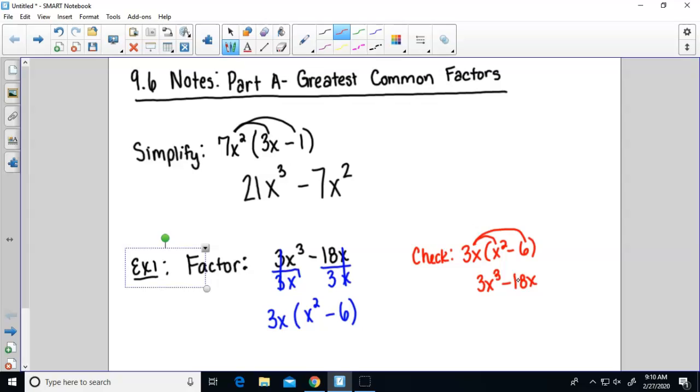Now, it might seem, why in the world do we have to do this? Eventually, I'm going to teach you about the zero product property, and it's going to help us solve equations that we couldn't solve before. But for right now, we've just got to know how to factor. Okay? All right, so this tells us we're right. This is our answer. Okay, questions?